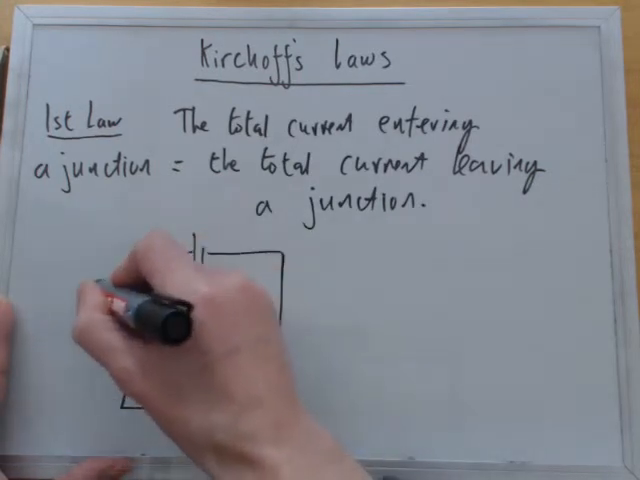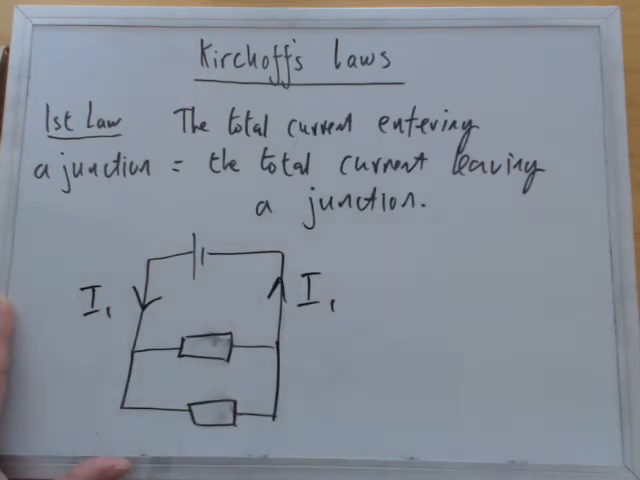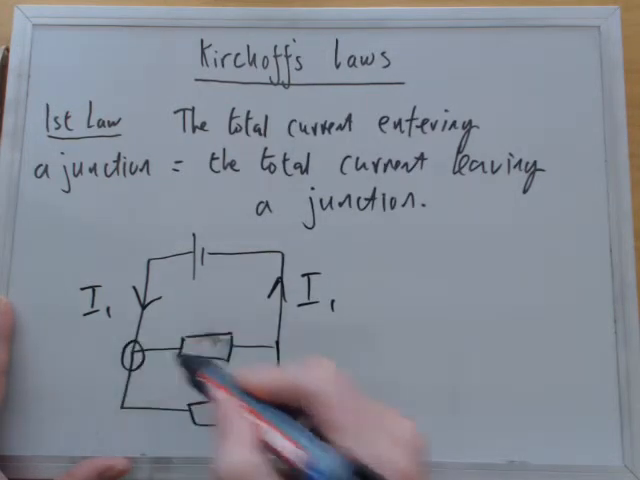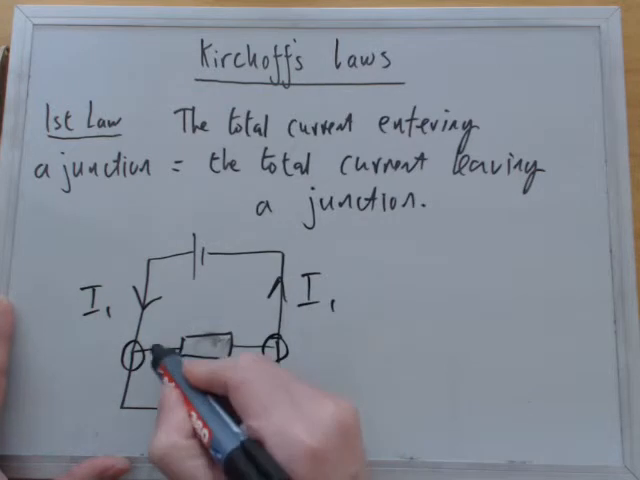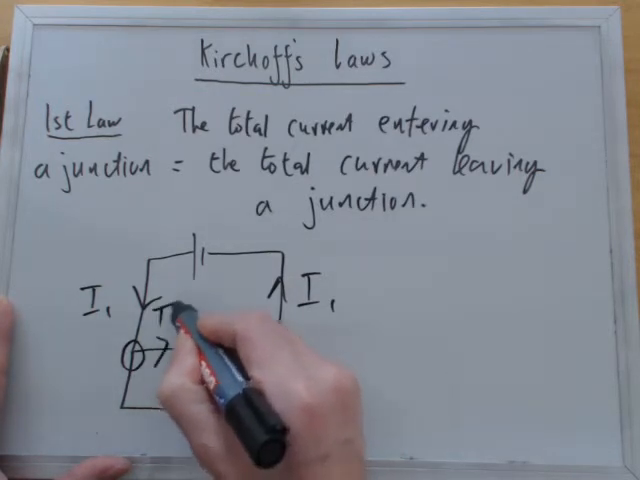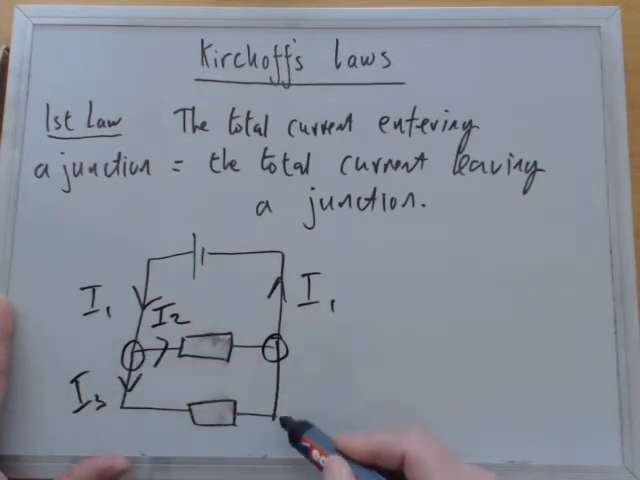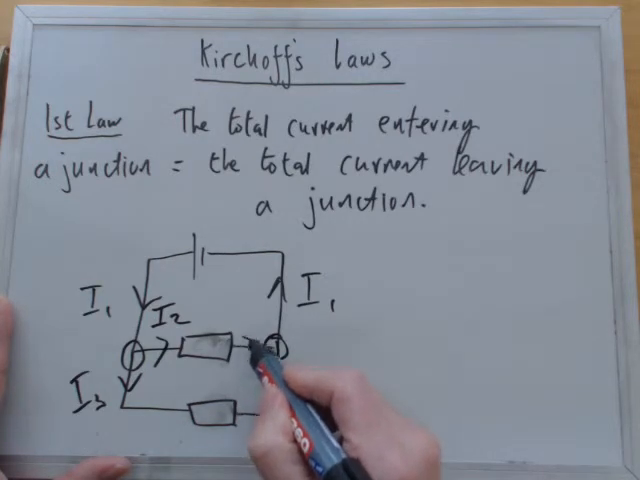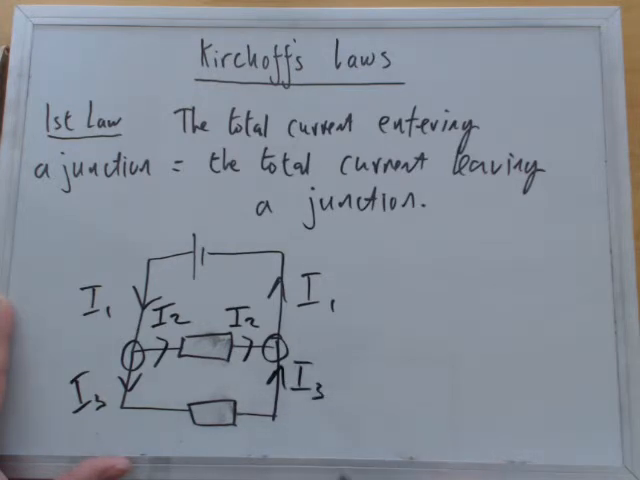So this is the initial current here, I1, and this will be the current returning to the cell. So here is a junction, and here's a junction, and those are the only two junctions. Okay, and here you see the current will split to I2 and I3, and as it comes back to here, it will also split, and what we'll find, you have I2 coming into there and I3 coming into there.